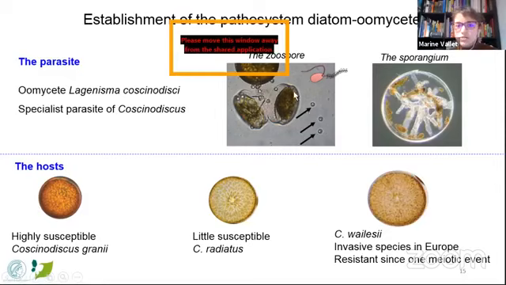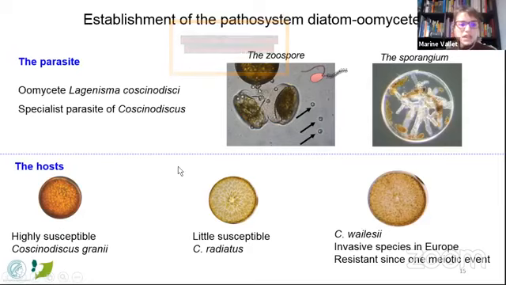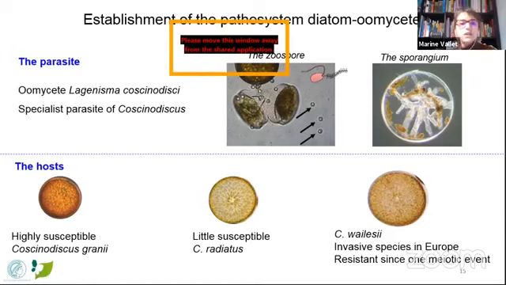Our model organism is Lagenisma coccinodisci, which is a specialist parasite of the host Coccinodiscus. You have here some pictures of the zoospore and the sporangium. This is the last stage of infection, when you have production of the zoospores. And you have different hosts. We are working with highly susceptible hosts, and we also look at resistant hosts which cannot be infected or are less infected. And we'd like to know, what are the chemicals involved in this interaction, involved in the infection of the host or in the defense?